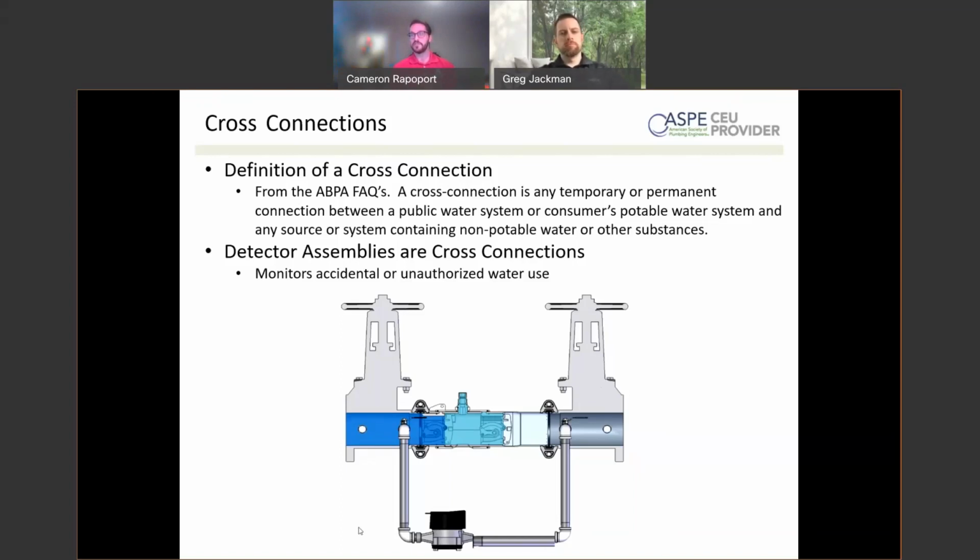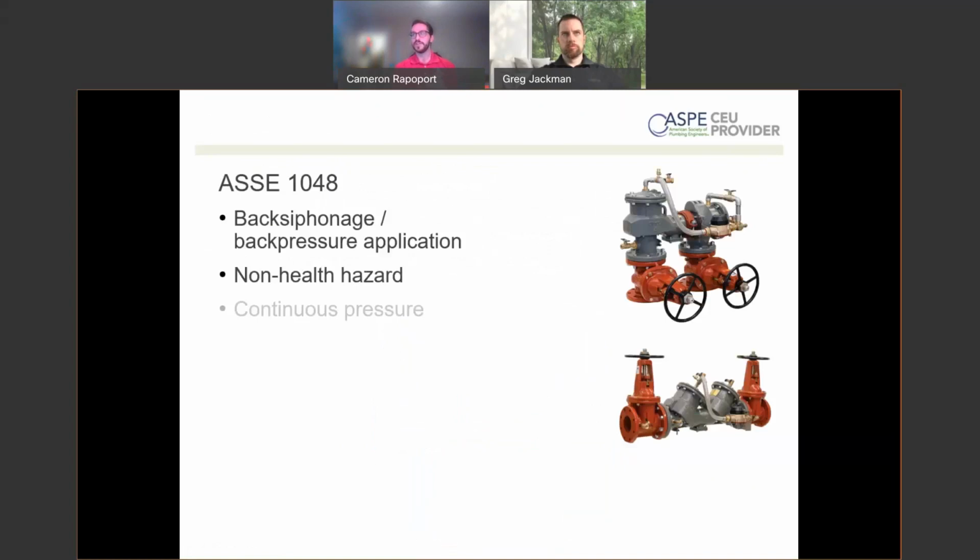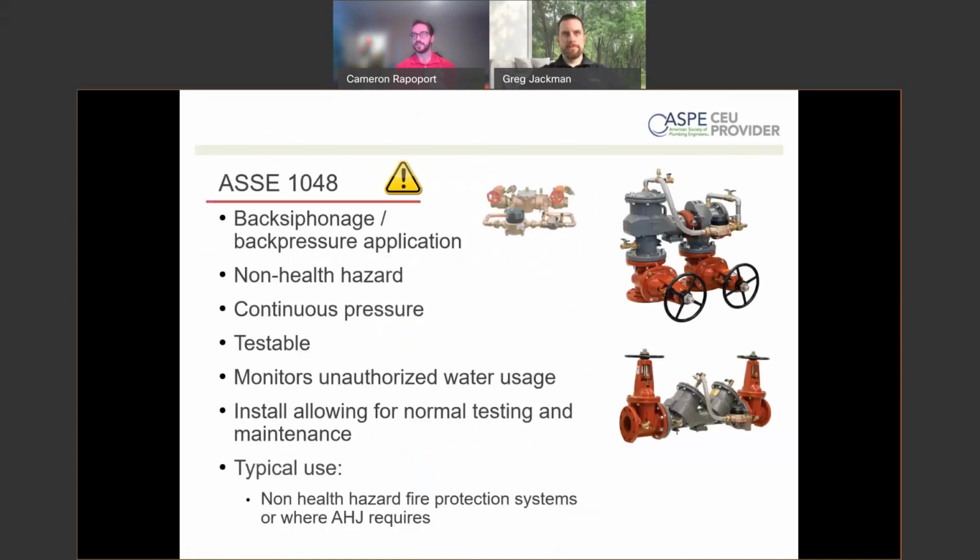Originally, the first thought was, well, we'll just put a bypass around the backflow preventer with a meter. That meter will register any flow. It's not going to get all of the flow necessarily, but that is a cross connection, right? So because it's a cross connection, it also needs to be protected from backflow. So we have detector assembly type backflow preventers. So first one is a double check detector assembly, or DCDA, ASSE 1048.